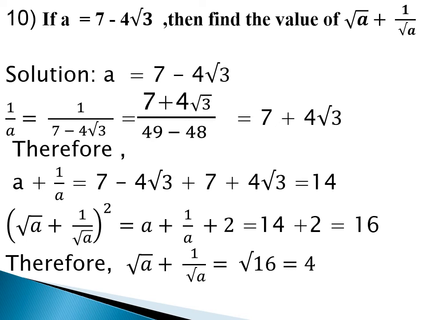Now what is the next step? a plus 1 by a we should add. We will get 14. Now root a plus 1 by root a whole square we are finding, that is equal to 16. Taking the square root, we will get the question back: root a plus 1 by root a equal to 4. Thoroughly go through these questions. This type of questions is asked in many question papers.